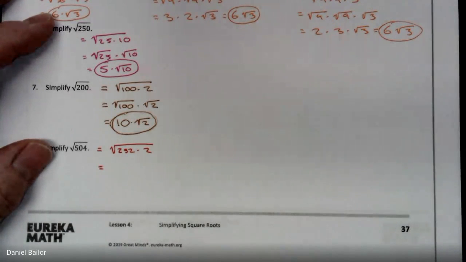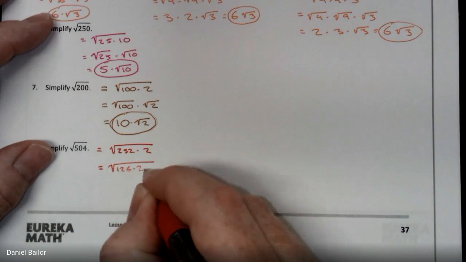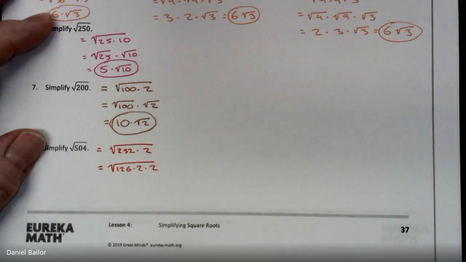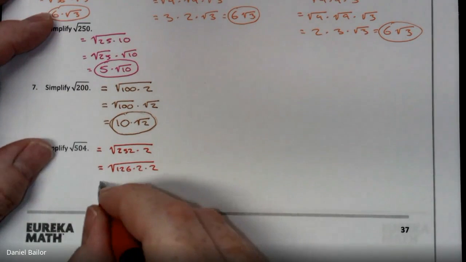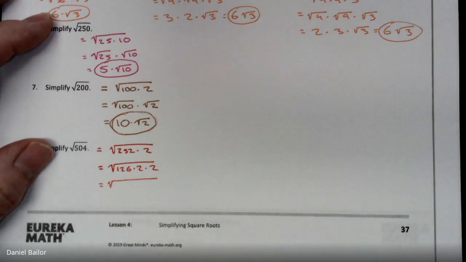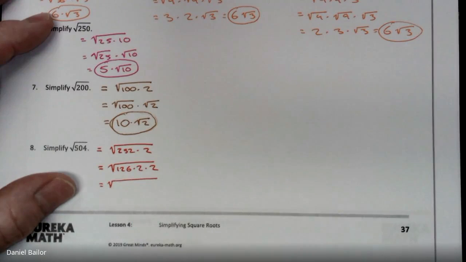Let's do 252 divided by 2, and let's break it again and get 126 times 2 times 2. This 2 stays and 126 breaks. I still don't know 126, so let's break that into, what is that, 63?